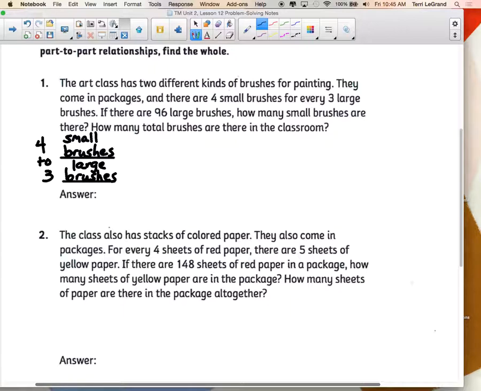Okay, so how many boxes do we need for the small brushes in our tape? 4. And remember, these are equal shares. So when we make these 4 boxes, and then the 3 boxes for the large ones, each of those boxes has to be the same size. That's why I'm giving you a ruler, so you can make them straight, and maybe even do some measuring that'll help you. So with a ruler, let's start drawing our tape.